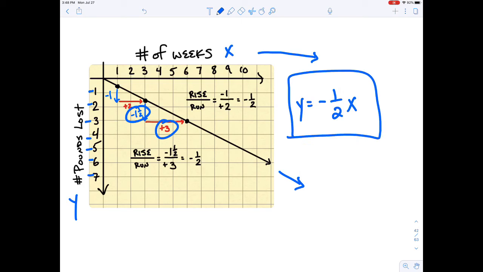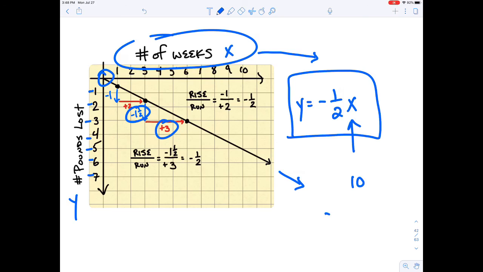It tells me two things. First, it tells me that at 0 weeks, I hadn't lost any weight. That's (0, 0). It also tells me that for every one of these things, in this case, number of weeks, I go down a half of something. In this case, a half a pound, right? So for every week, I go down a half a pound, and I end up being able to calculate, well, what would happen after 10 weeks?